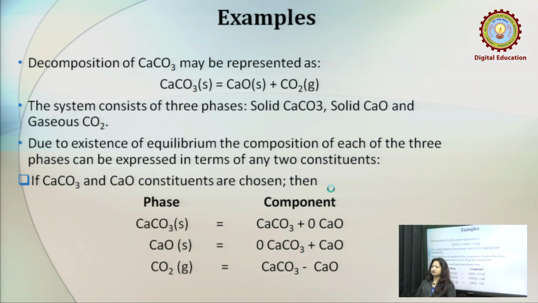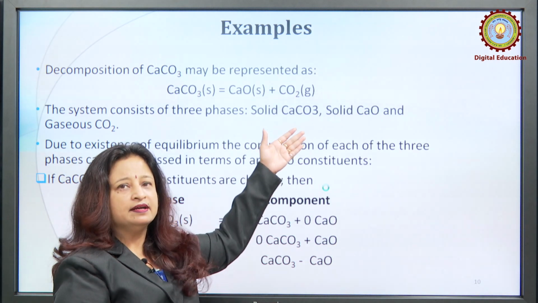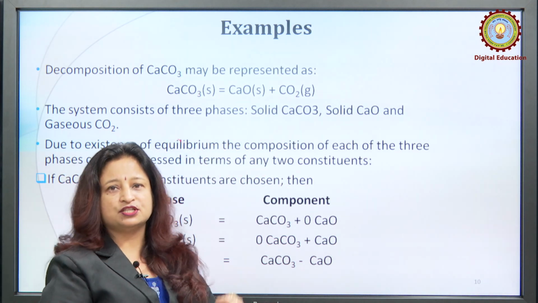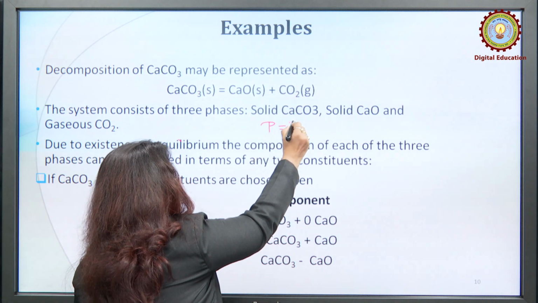Now, if we consider the decomposition of calcium carbonate, it may be represented as CaCO3 giving CaO plus CO2: calcium carbonate solid, calcium oxide solid, and carbon dioxide gas. How many phases are there? You can see that there are 3 phases: 2 solids, solid calcium carbonate and solid calcium oxide, and gaseous CO2. So there are 3 phases. It is clear.